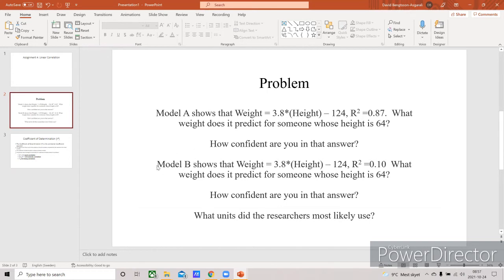The other problem is model B shows that weight is equal to 3.8 times height minus 124 with an R squared of 0.10. What weight does it predict for someone whose height is 64? How confident are you in this answer? And what units did the researcher most likely use?